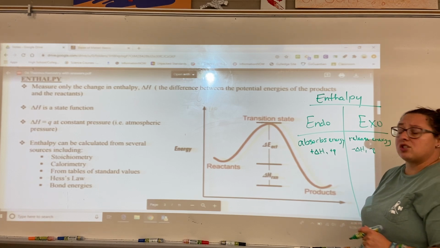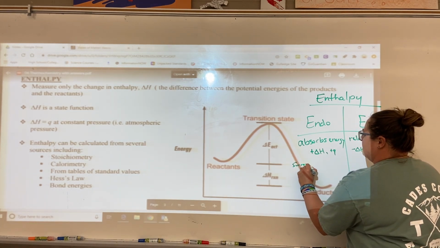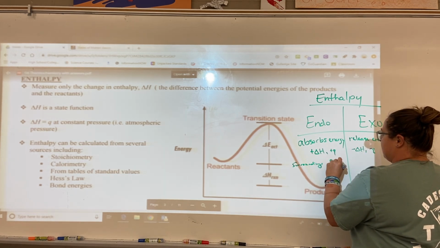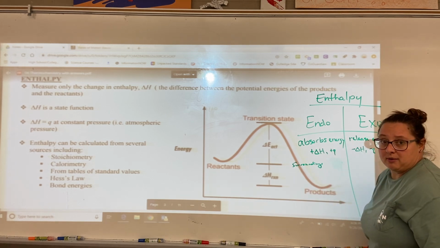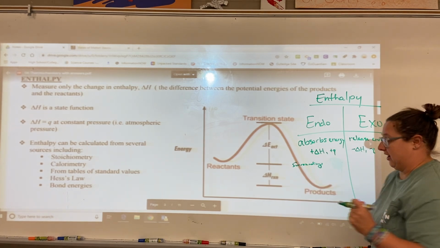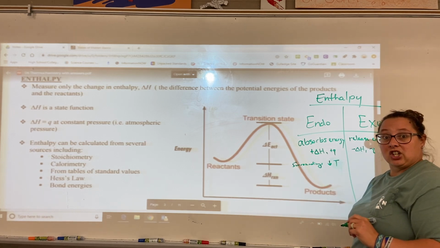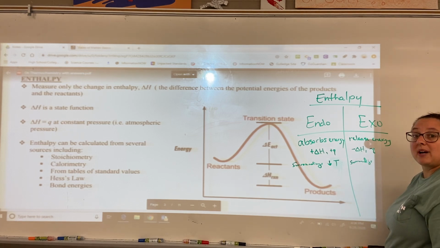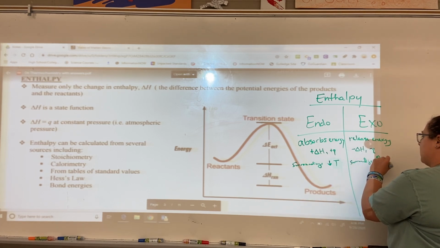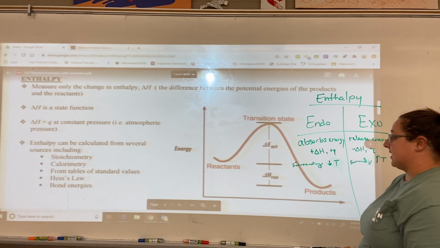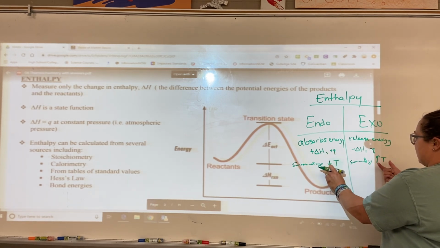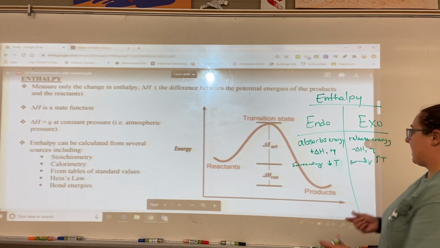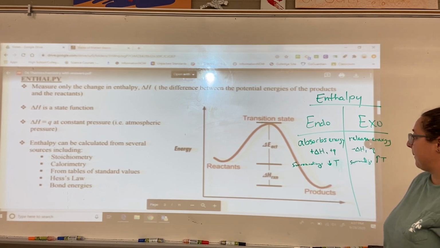Now, what happens to the surroundings? For endothermic, your surroundings get colder, so my temperature will decrease. For my exothermic reaction, what happens to my surroundings? Exothermic is when your temperature actually increases. And so remember, whenever you see anything in a problem that something gets warmer or something gets colder, that is always the surroundings that we're discussing there.